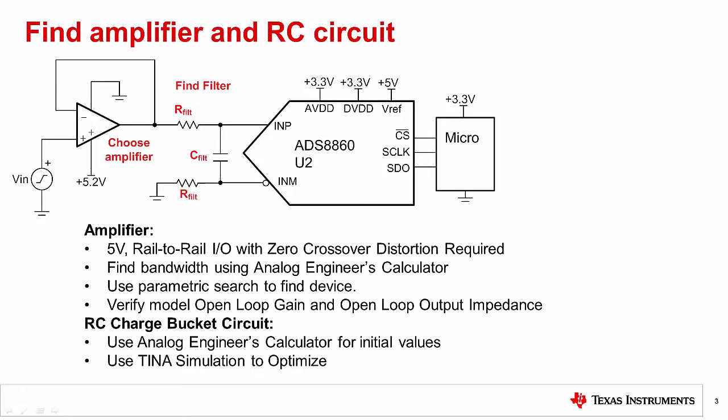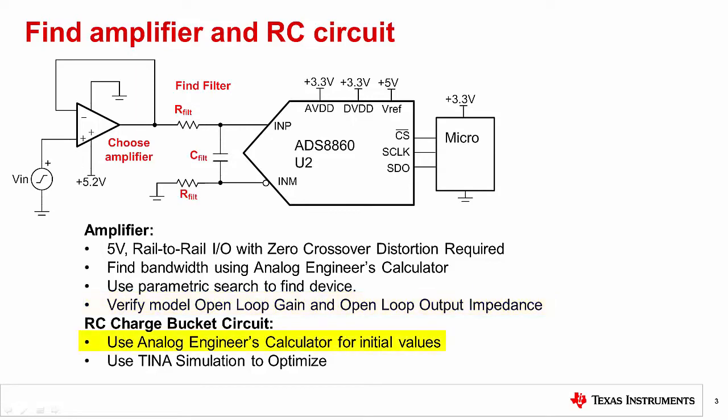First, let's quickly review the design problem that we covered in the lecture. The goal here is to choose an amplifier and find the final values for the filter. For the amplifier, we want to get a rail-to-rail input and output without crossover distortion. We can get the bandwidth of the amplifier from the Analog Engineer's calculator and use the parametric search to find a good amplifier choice. Finally, we need to test the amplifier's model to verify that the output impedance and open-loop gain curve are correctly modeled.